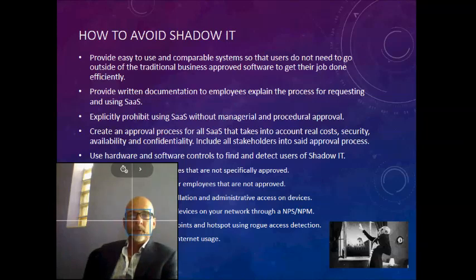Now, you can also use hardware and software controls to find and detect users of shadow IT. This is a very good way of preventing shadow IT. You can block access to SaaS sites that are not specifically approved. For example, if your company has an approved method of remote access, VPN, well, then you may want to block SaaS services that allow employees to remote control into their PCs using a web gateway.